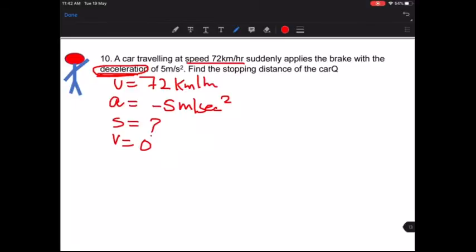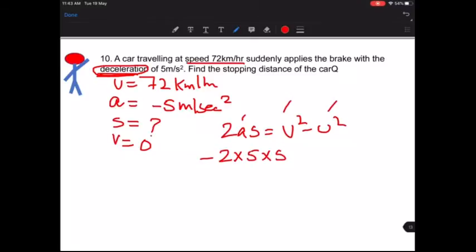So which formula are you going to use? You're going to use 2as is equal to v square minus u square, because you have a, you have v, you have u. So let's substitute the values here. 5 multiplied by s is equal to v square minus u square. What is v? 0. What is u? Okay, here we've forgotten one more thing. In fact, I have forgotten one more thing. What is that I've forgotten? Now all of you should catch me up.